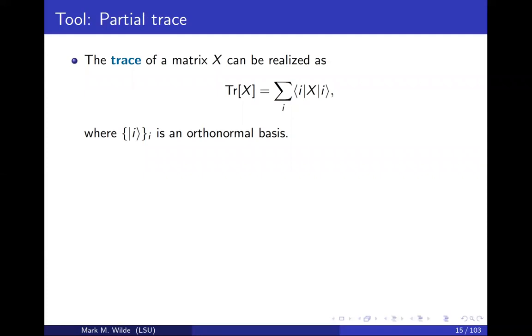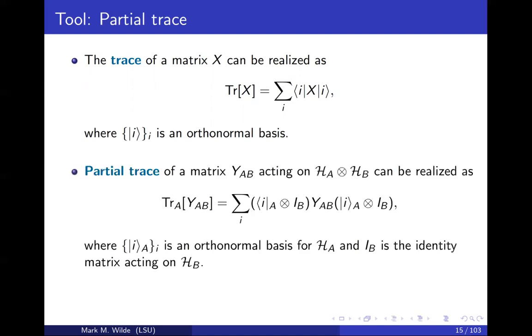What is the trace of a matrix? You can figure out the trace of a matrix just by summing the diagonal elements, but there are other ways you can compute the trace. In fact, you can use any orthonormal basis to do so. You take the matrix, you sandwich it by each of these elements of the orthonormal basis, and then you sum over all of them. And then you get the trace. Partial trace is a generalization of this idea.